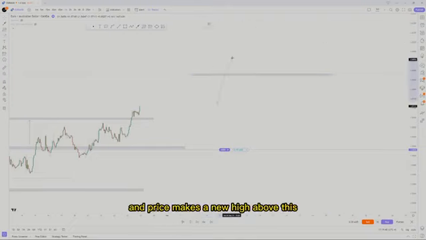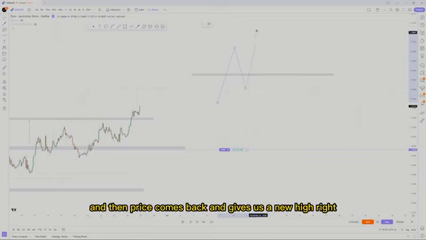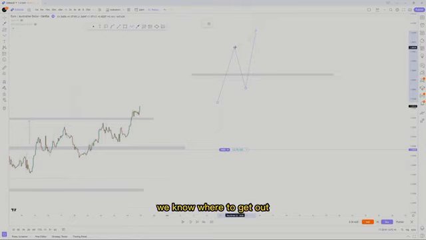And price makes a new high above this. Let's say we have the low already, and then price comes back and gives us a new high, right? Since there's certain traders like us that buy the second time around, we know where to get out, and there'll be a new indication. So with that new indication, price can do whatever it wants to take out everybody it wants to.